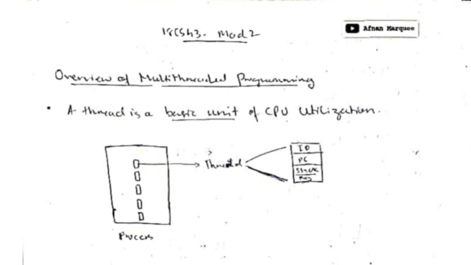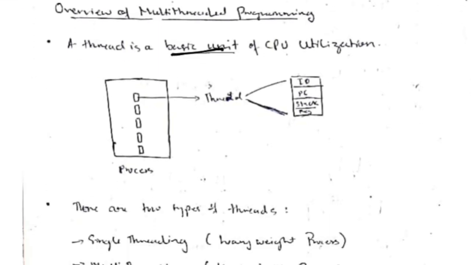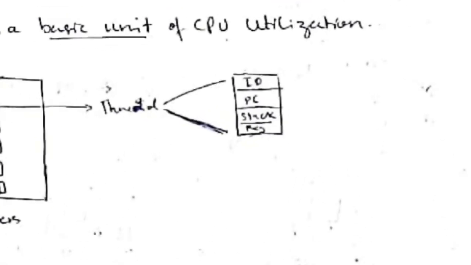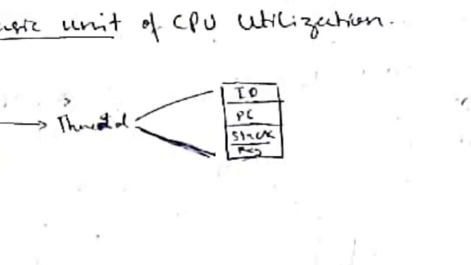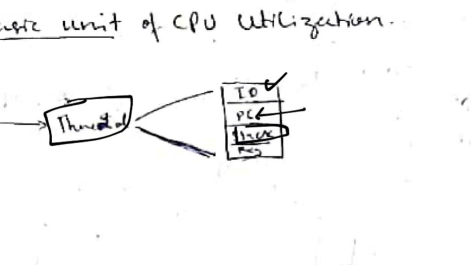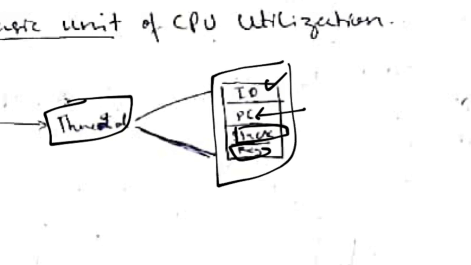So a thread is the basic unit of CPU utilization. Wherever the CPU is, a part of that CPU utilization will be done by each thread. And what does a thread consist of? A thread has four parts. First is the ID, to identify which thread it is, then the PC, meaning program counter, and the stack and registers for storing the values. So by using all these values, a thread can be uniquely identified.